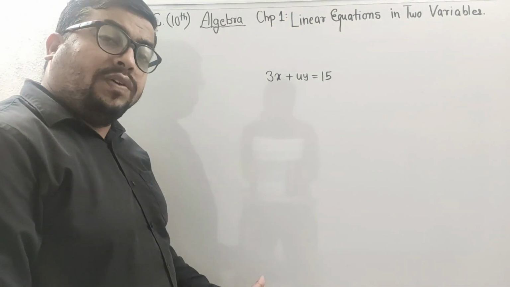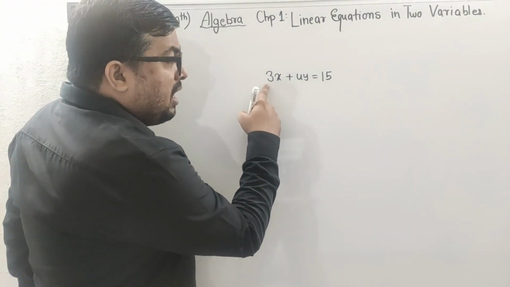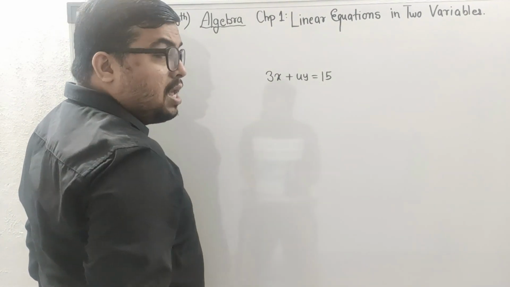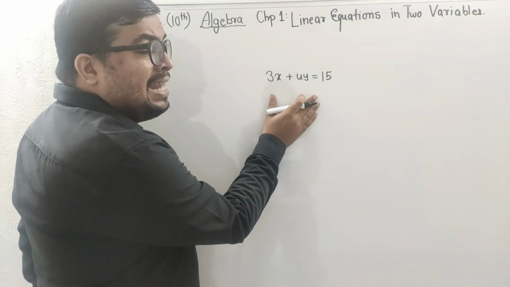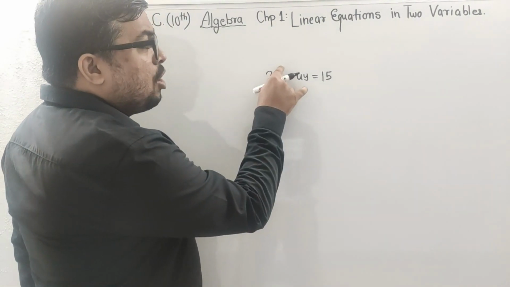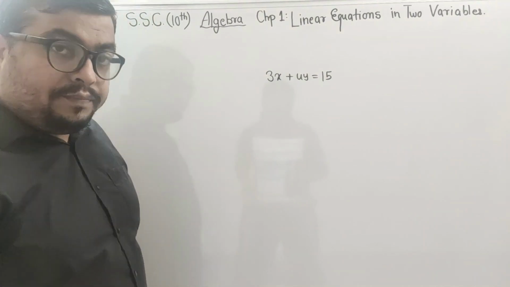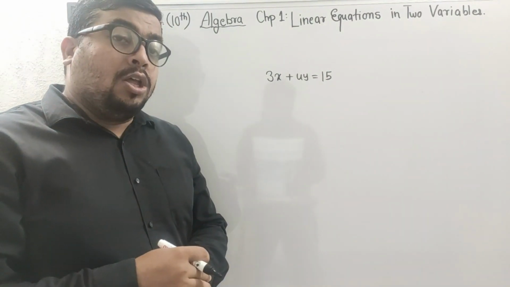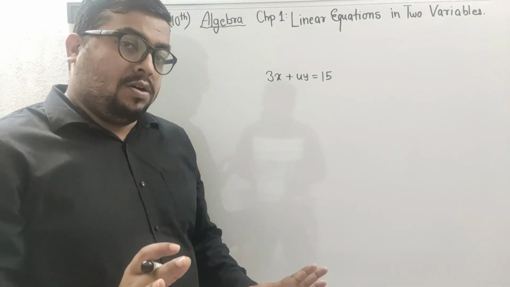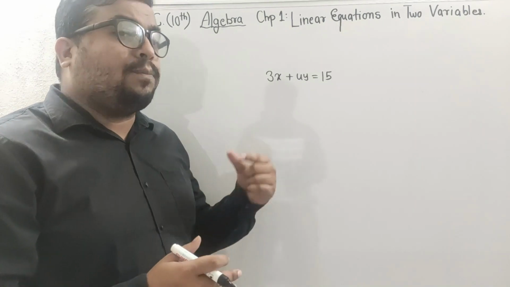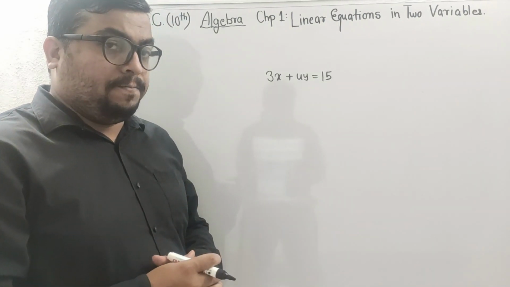Now pay attention over here. 3x plus 4y is equals to 15. This is a type of linear equation. There is no power to any of the alphabets. That means it is a linear equation. There should not be any power. We have to solve these types of equations in this chapter.